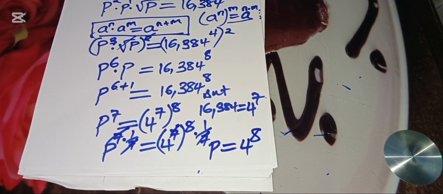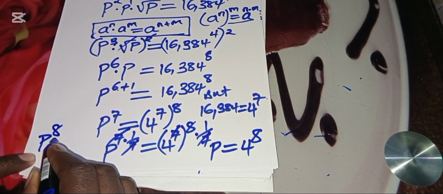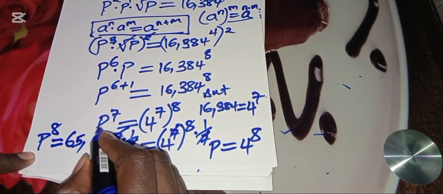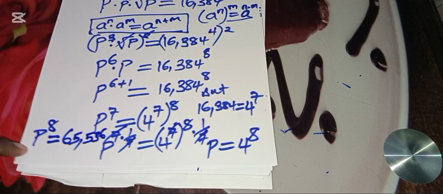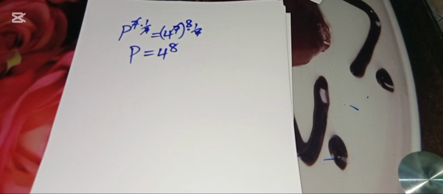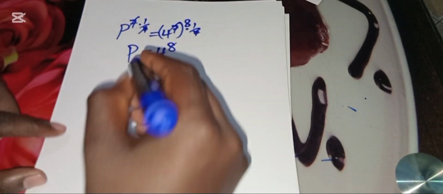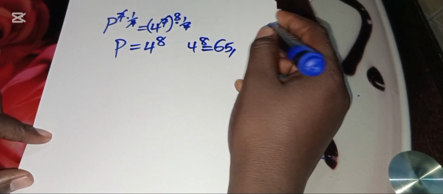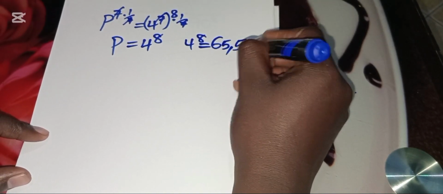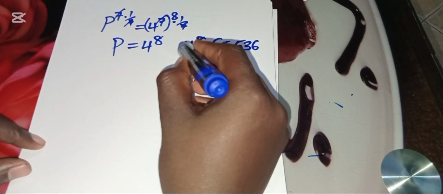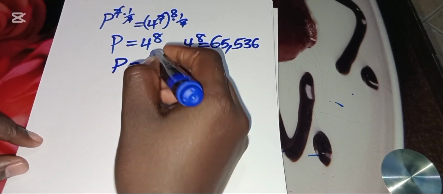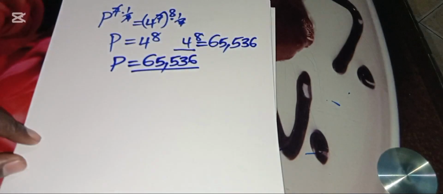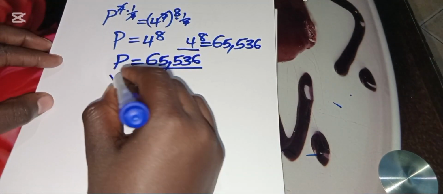Okay, we're saying that p is equal to 4 raised to power 8, and 4 raised to power 8 is equal to 65,536. So p is equal to 65,536. This is the value of p. Okay, so let's verify if this is correct.